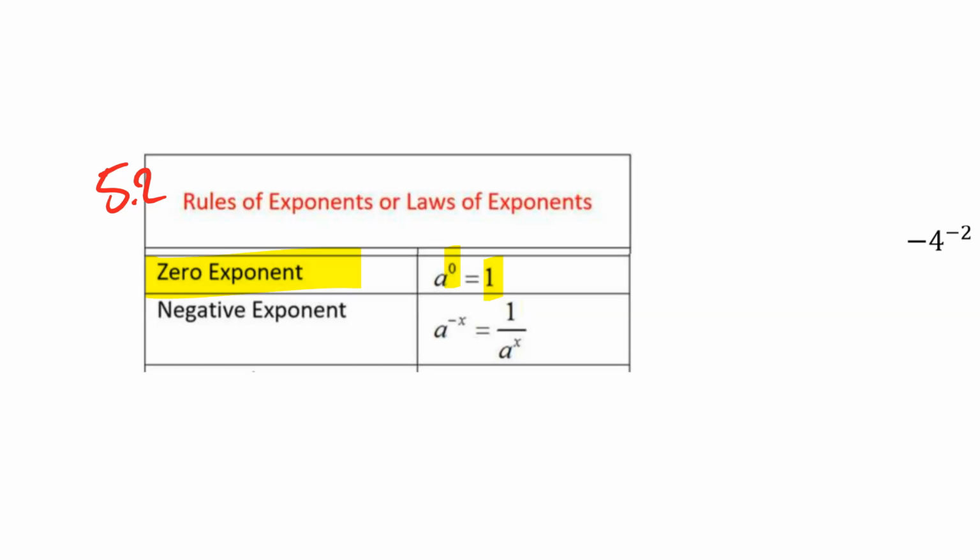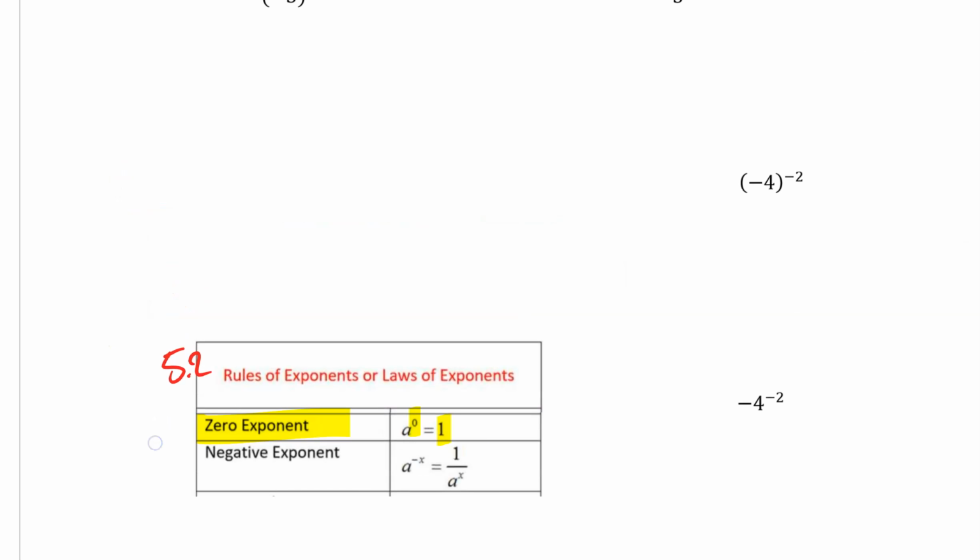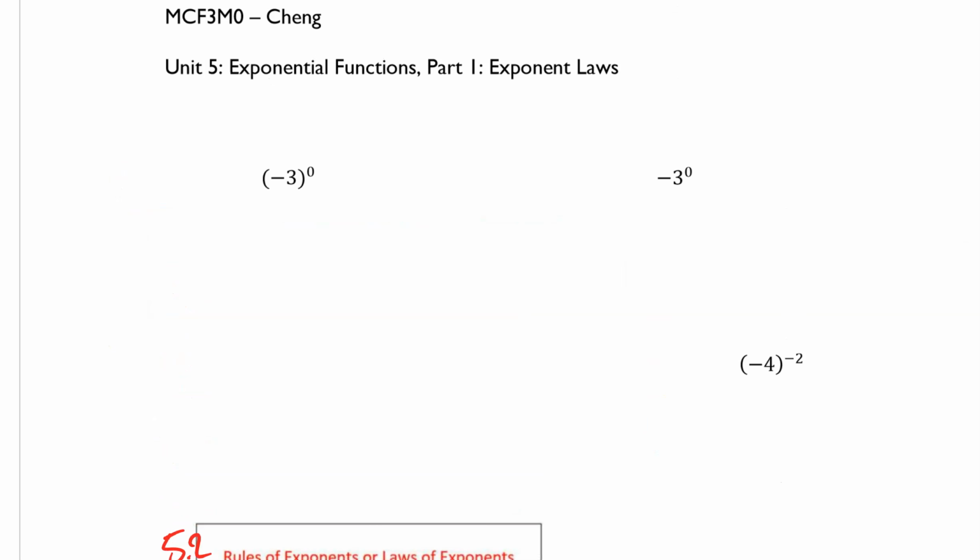Zero exponent. Let's look at some examples. Right up at the top, I've got -3 in brackets to the exponent 0. You all remember that if -3 is the base, because the 0 is sitting on the bracket, then this is the whole -3 to the exponent 0, which is 1. That was easy. Anything I need to say about it? No, not really. Let's move on.